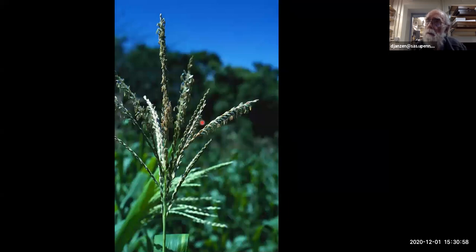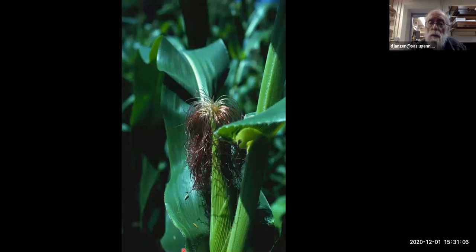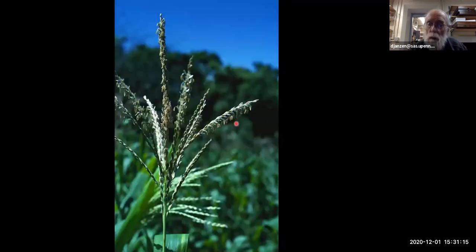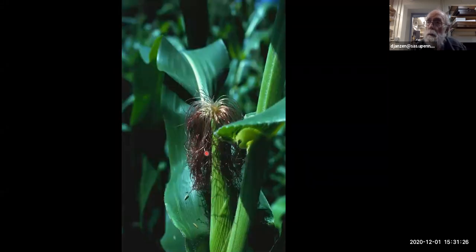So why doesn't this thing just self-pollinate? Because after the pollen's released here, it would just fall straight down. The reason is that these stigmas are not receptive yet. At the time that the pollen is being produced up here, it's being carried off by the wind. And later on, these stigmas are receptive. So they've got to get pollen from some other plant, simply because it doesn't make its own pollen at the time when the stigmas are in fact receptive.